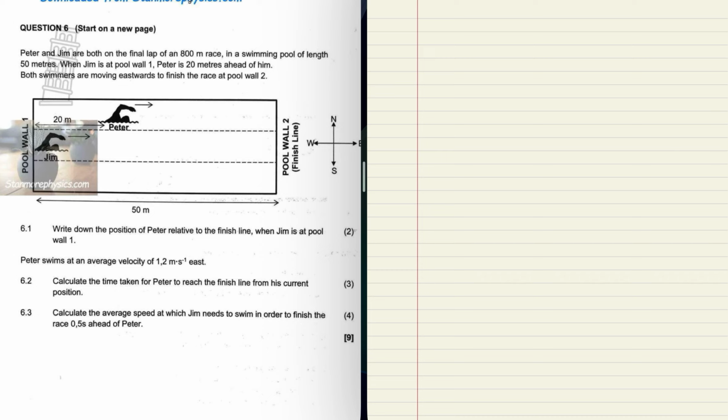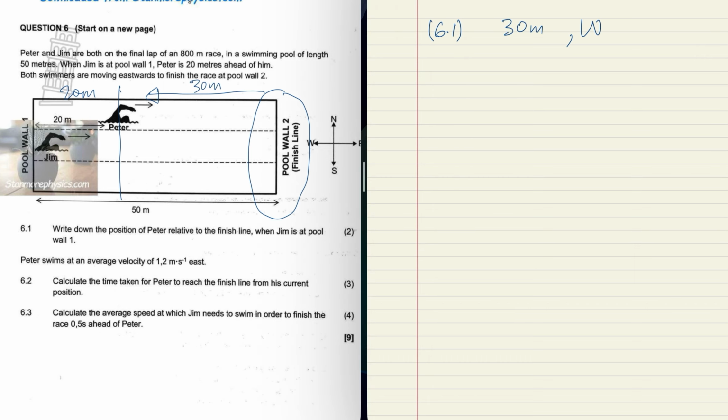Okay, so when they say write down the position of Peter relative to the finish line, what they are actually saying is put yourself at the finish line. So if you put yourself at the finish line, where is Peter relative to that line? So there's my finish line. Peter is firstly west of the finish line. So 6.1, Peter is west of the finish line. But how many meters? So Peter is here. If that is 20 meters and the whole length of the pool is 50, that means he is 30 meters west of the finish line.